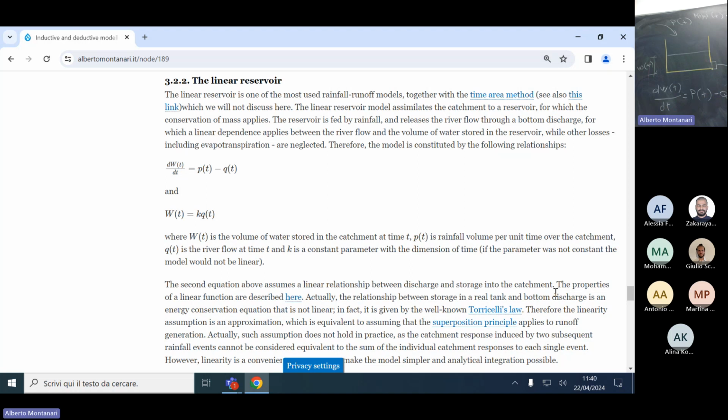If I want to simplify things, I may say, okay, conservation of energy may be a solution, but I want something very simple. So I can introduce an empirical relationship. And the idea is indeed very simple. The idea is to introduce a linear relationship between WT and the river flow. So WT is given by a constant times QT.